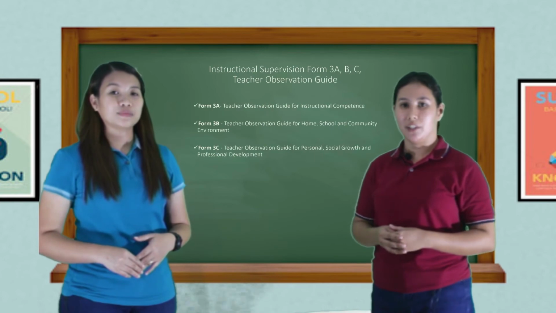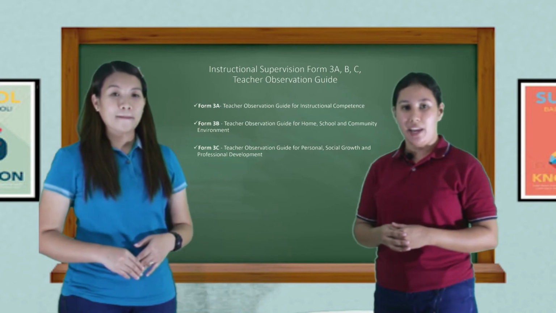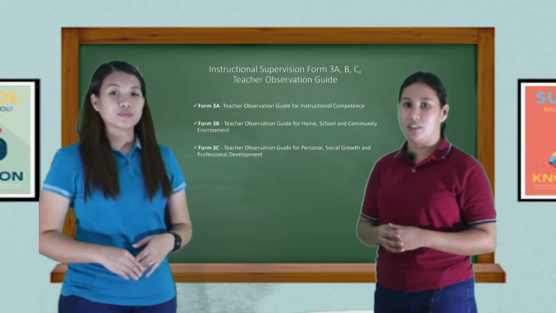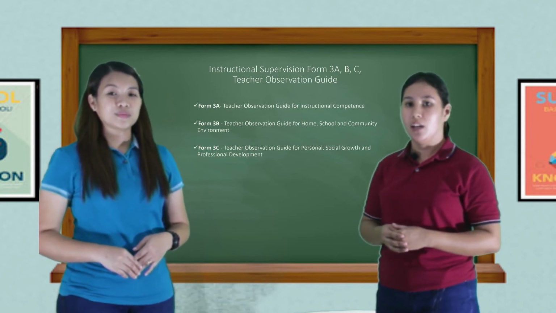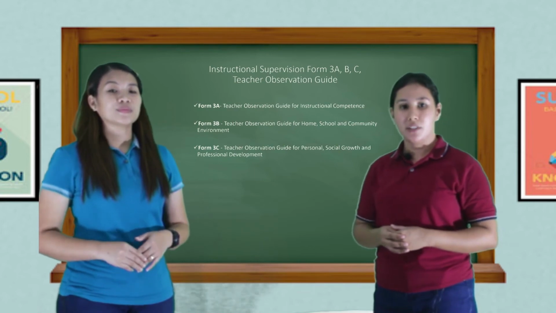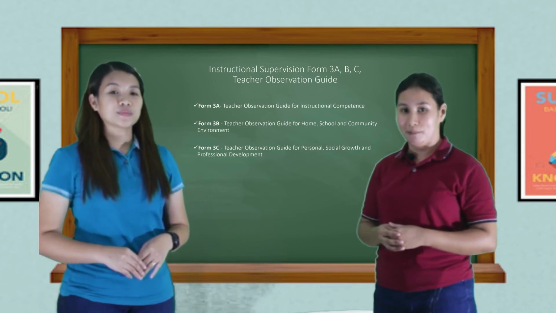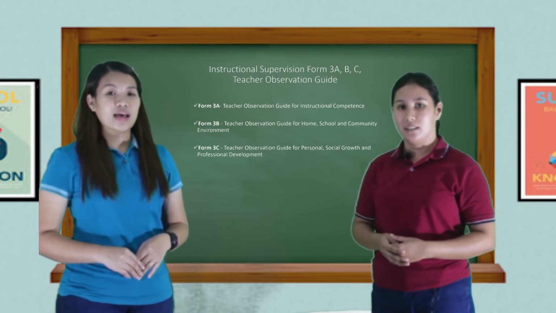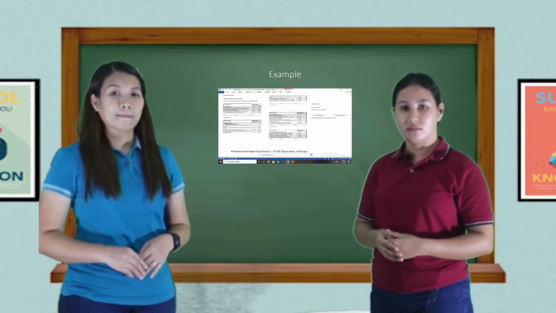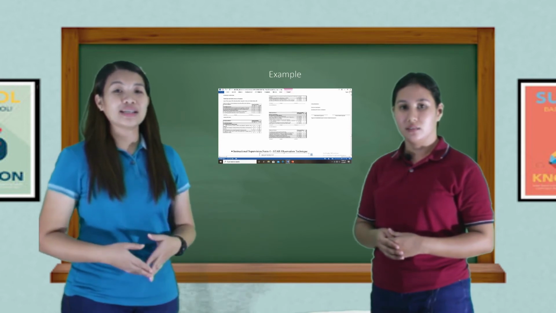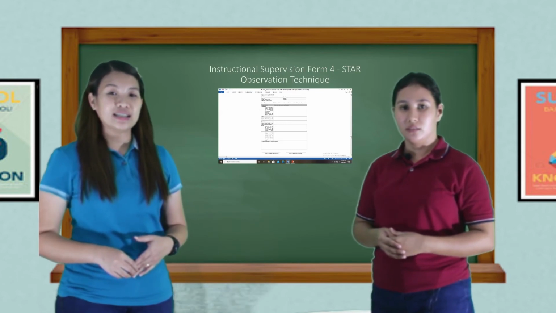Next, the Instructional Supervision Form 3A, B, C, Teacher Observation Guide. Form 3A refers to the Teacher's Observation Guide for Instructional Competence. Form B refers to the Teacher's Observation Guide for Home, School, and Community Environment. Form C refers to the Teacher's Observation Guide for Personal, Social Growth, and Professional Development. So this is an example. And we also have here an example of our instructional supervision Form 4, STAR observation technique.